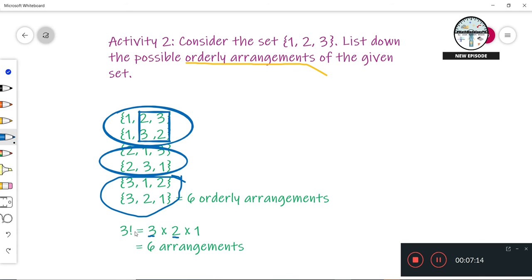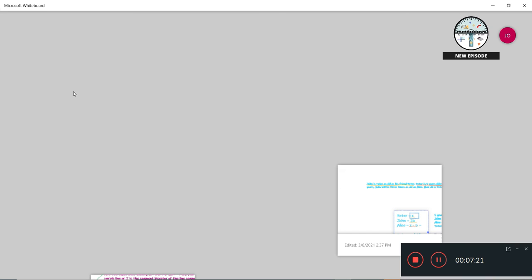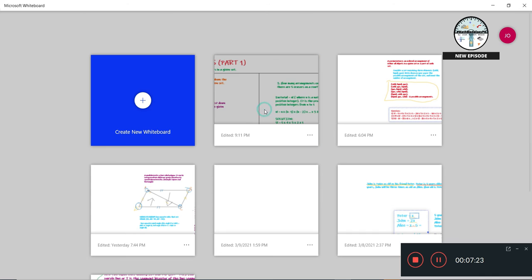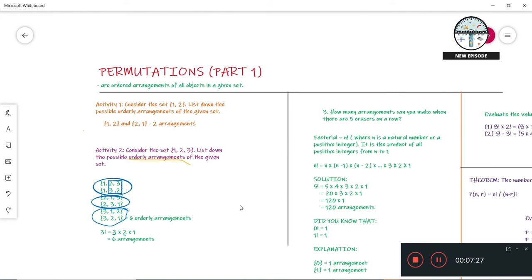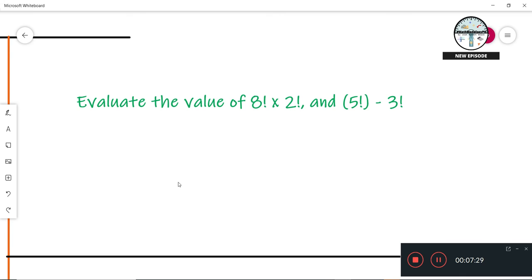So that's why when we compute 3 factorial, that is 3 times 2 times 1. So 6 arrangements. So dito nag-derive. So anyways, let's move on.